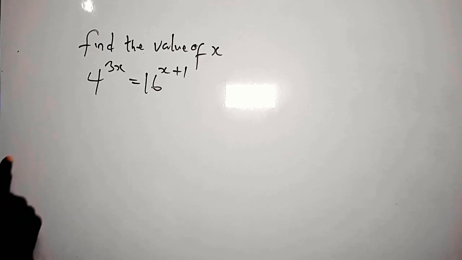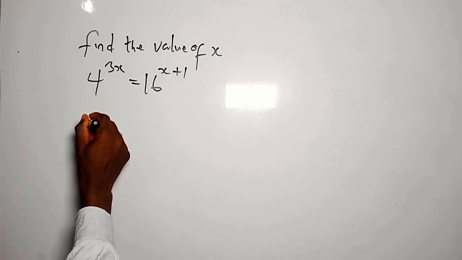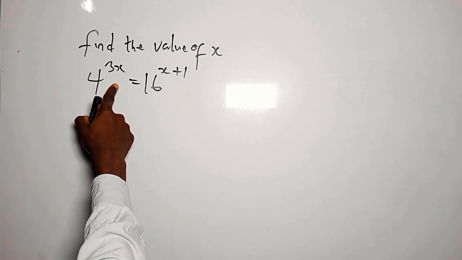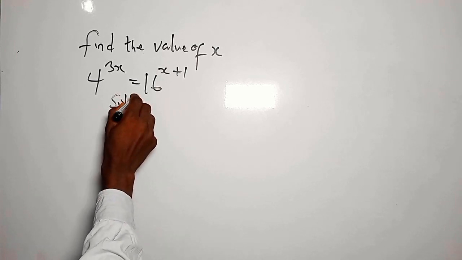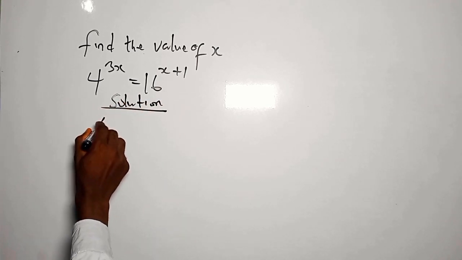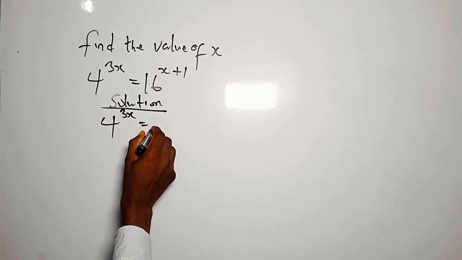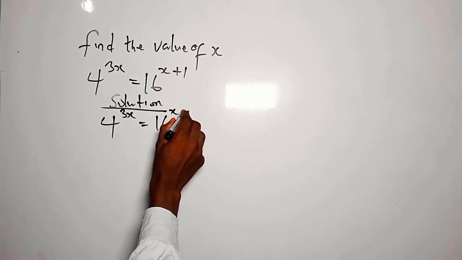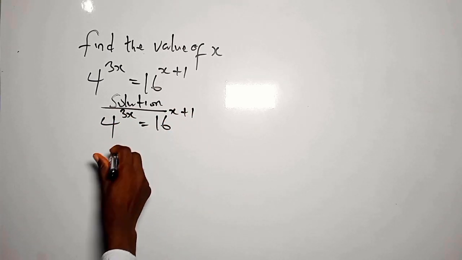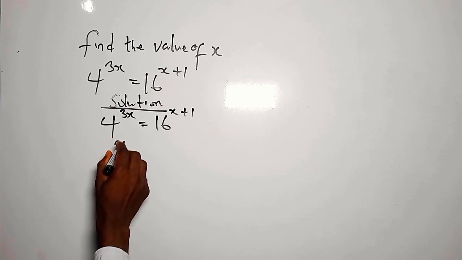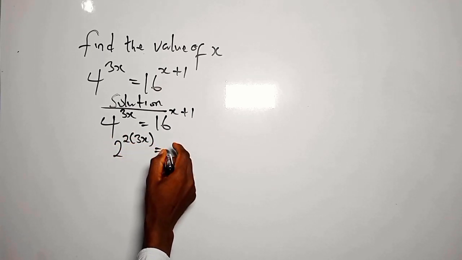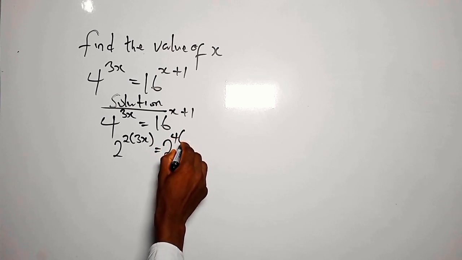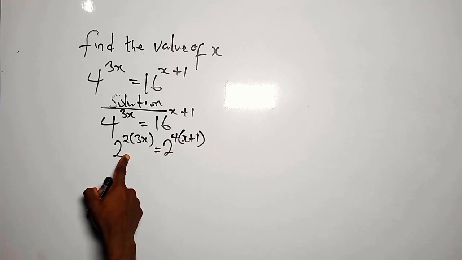The question says find the value of x in this equation: 4 raised to power 3x equals 16 raised to power x plus 1. How do we go about this solution? We can maintain the same base. So we can write 4 as 2 raised to power 2, into 3x, equals, for 16, we have 2 raised to power 4 into x plus 1.